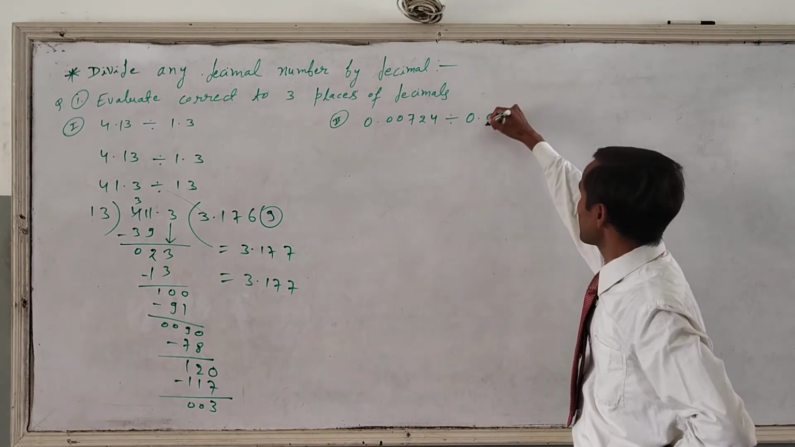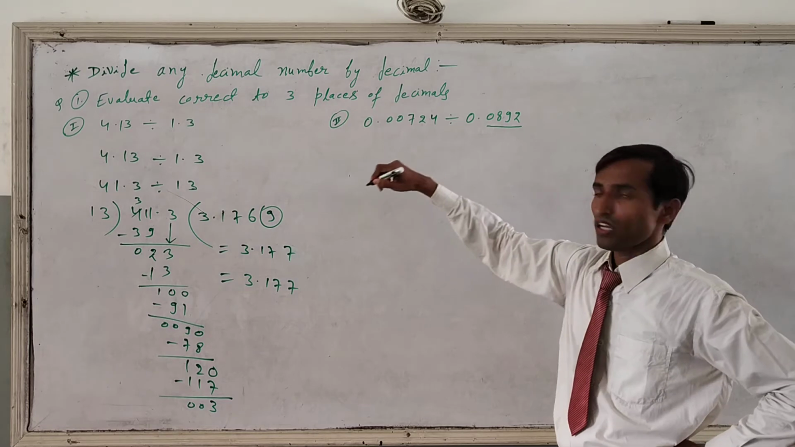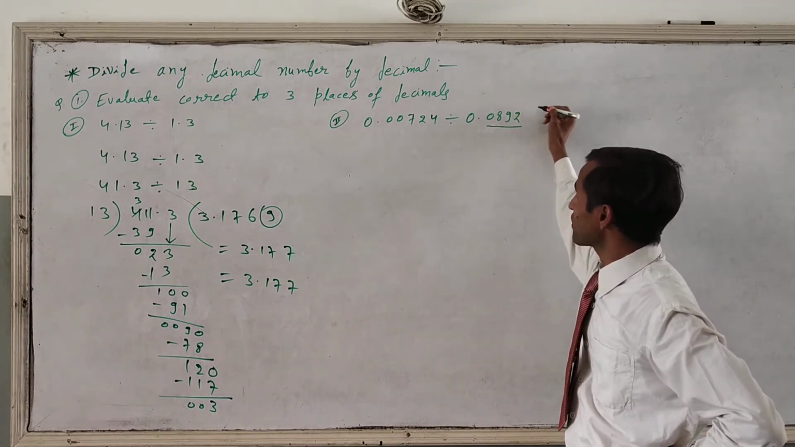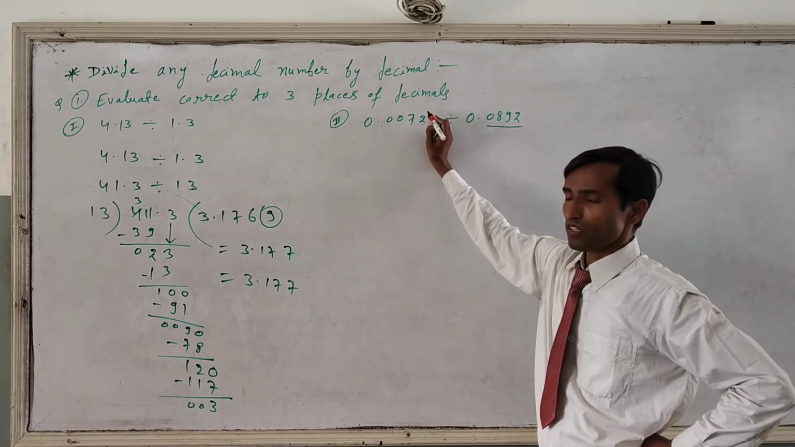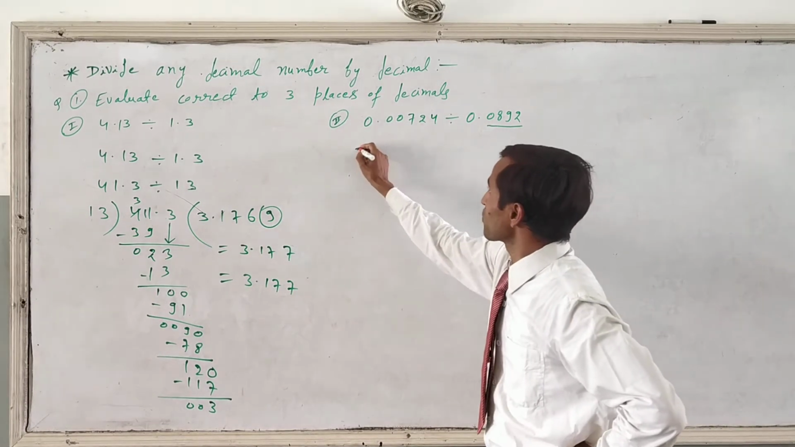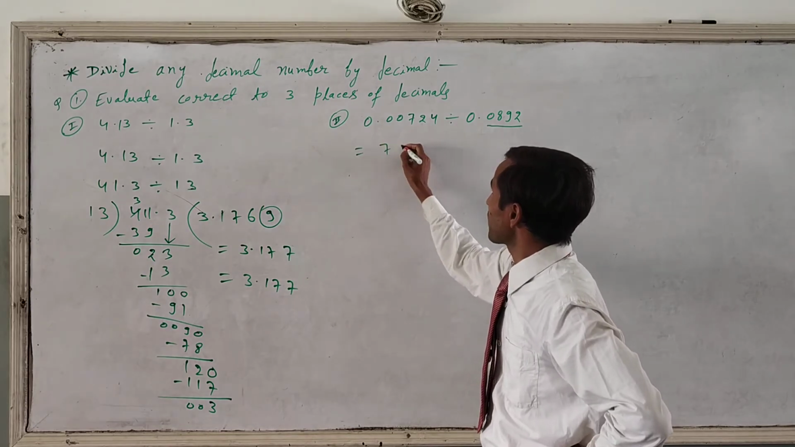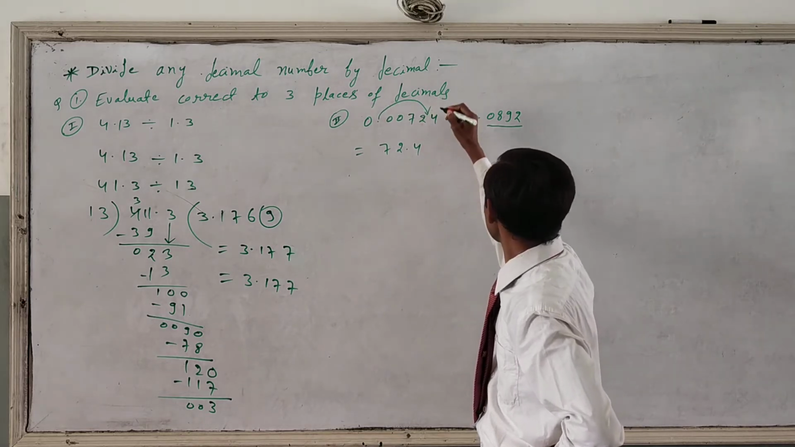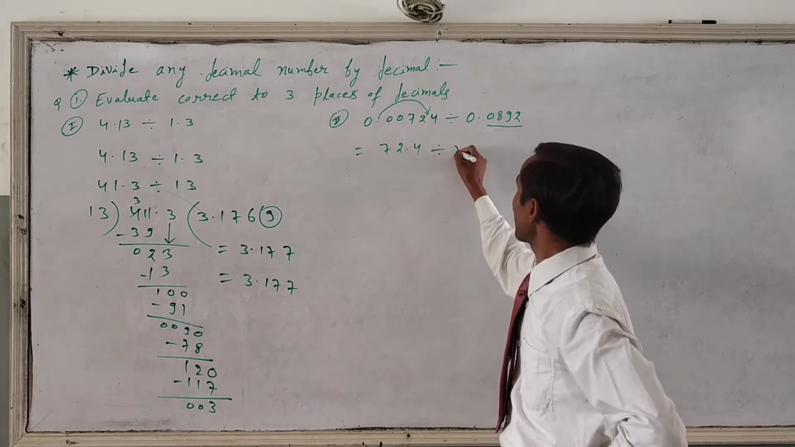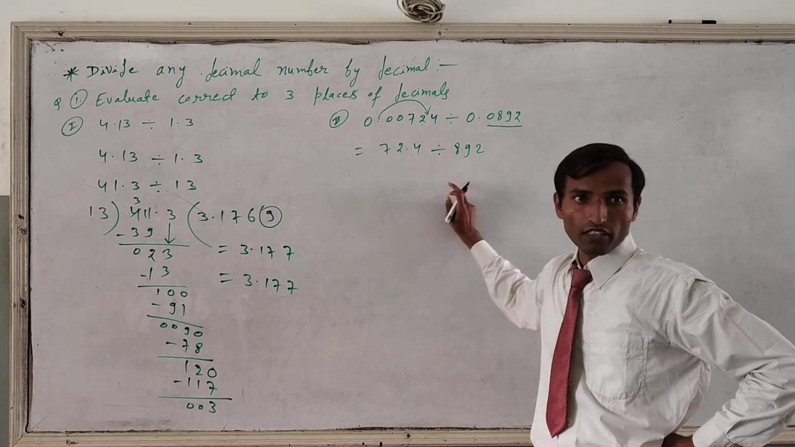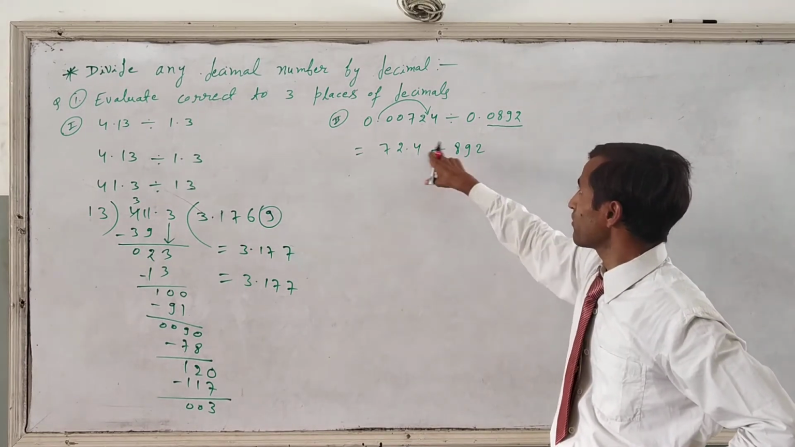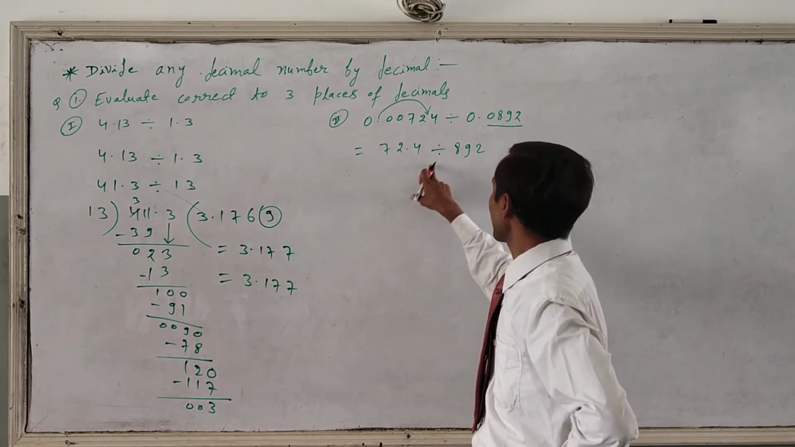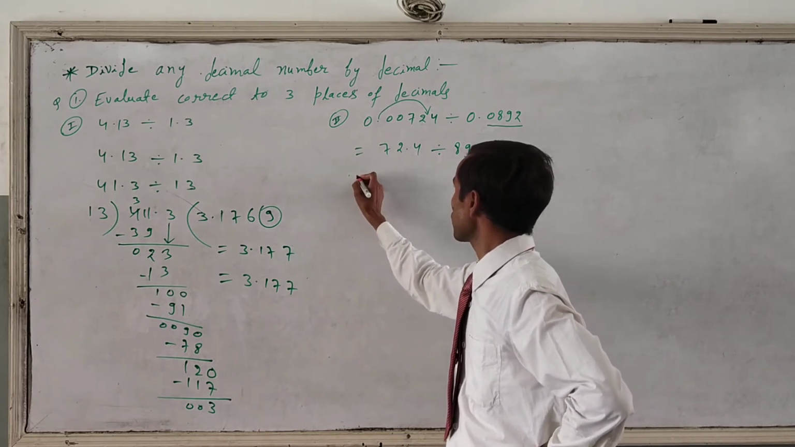For that, 4 decimal places are given here and here are 5 decimal places. So we have to remove all the decimal places. Then this decimal point will shift left to right. So we have to write it like this: 72.4, because this decimal will come at this place, and then divided by 892. So the divisor is 892 and the dividend is 72.4. Now we have to divide 72.4 by 892.